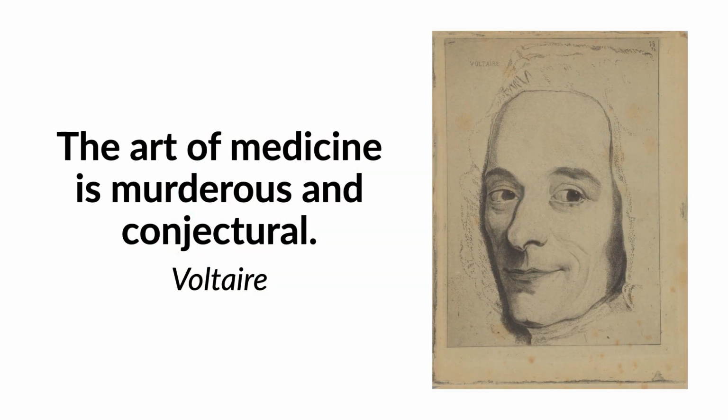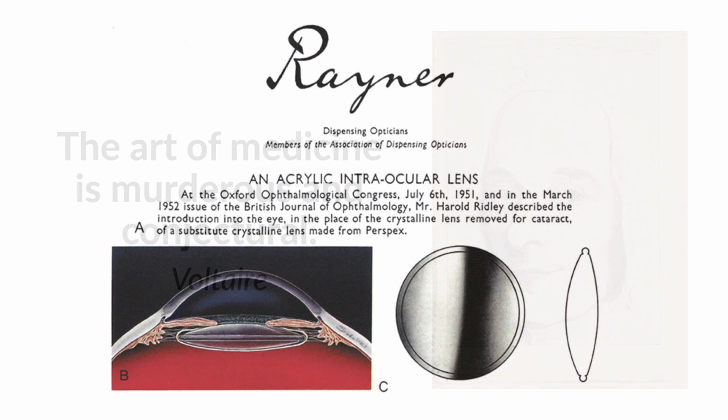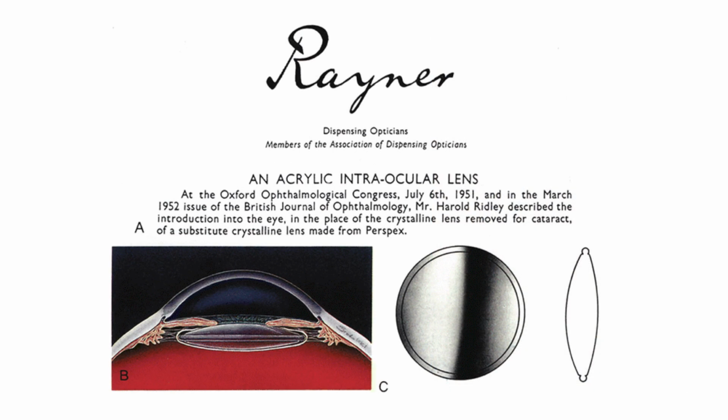The art of medicine, once again, as Voltaire said, is murderous and conjectural. We have an ad here from the year I was born, when Harold Ridley came out with his research on Perspex, polymethyl methacrylate, the molecule from which you could make an implant. His designs were very much like someone's real lens, and we got much closer to his designs, but the materials and the experience got better. His early designs were not good at all. And how do we name these things?